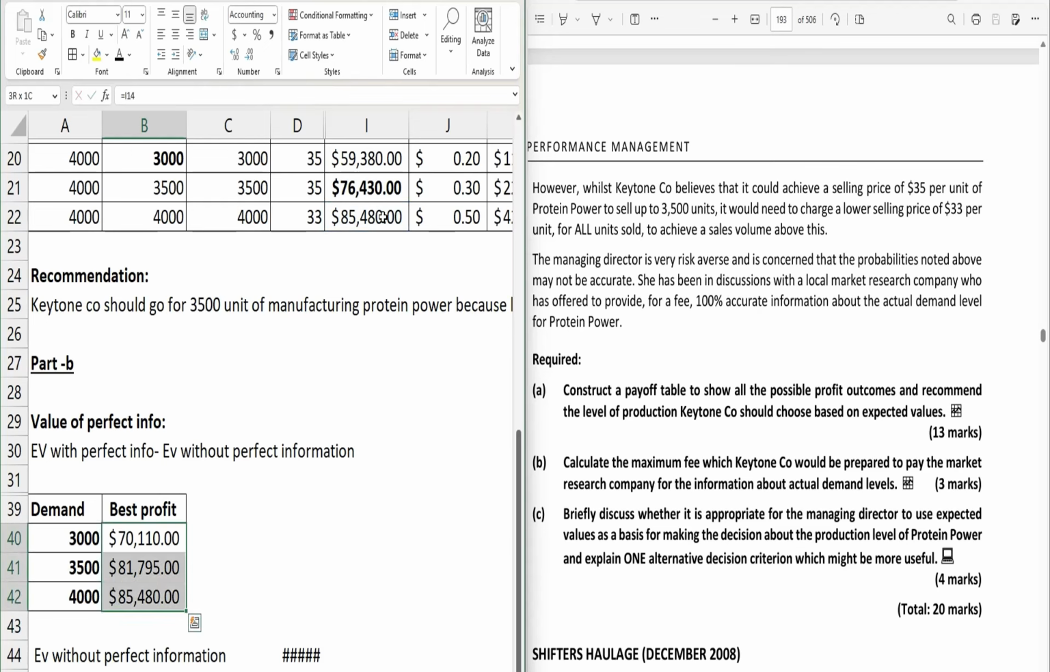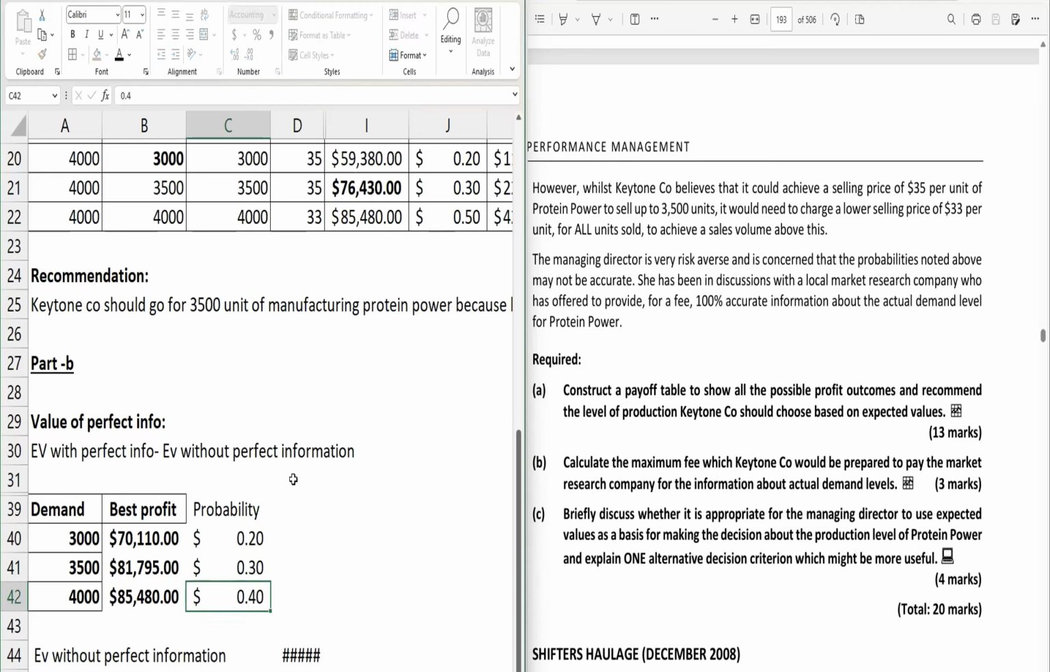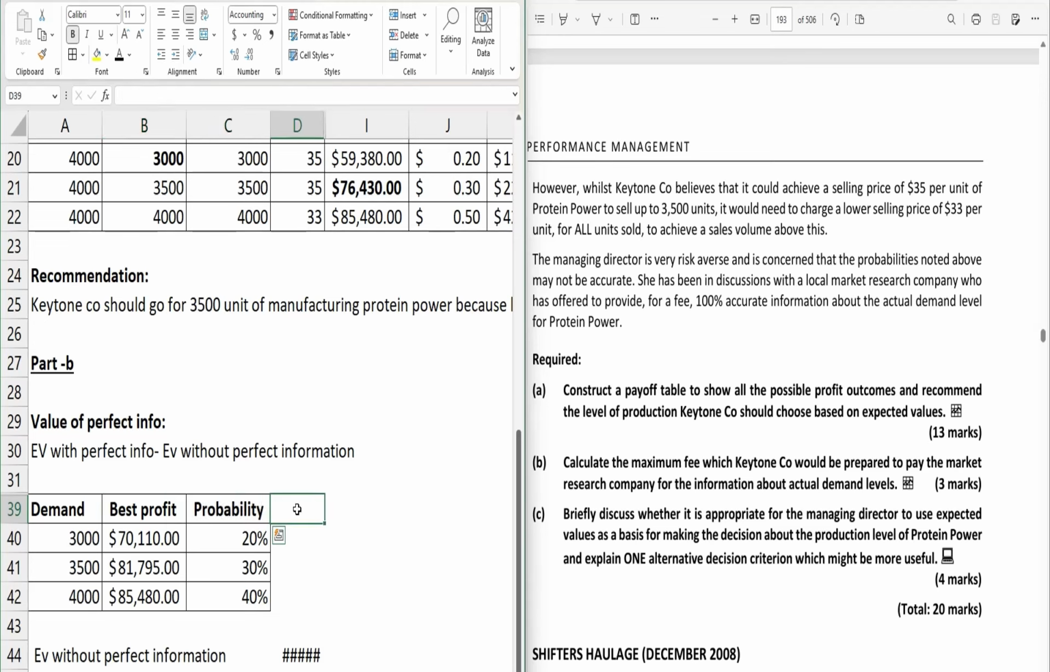Now we again have a probability attached. What is the probability? It's 0.2, 0.3 and 0.4, and they are all in percentage. So now we will calculate the expected value. We will simply multiply these two.